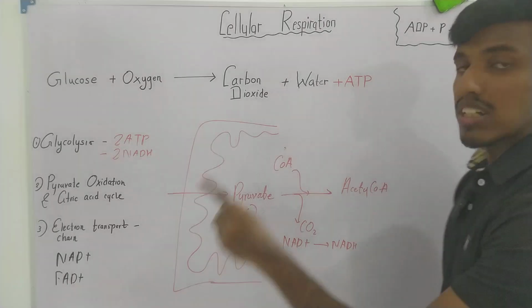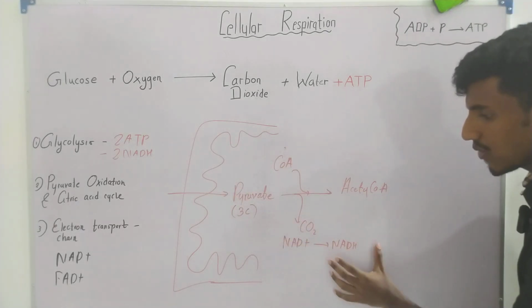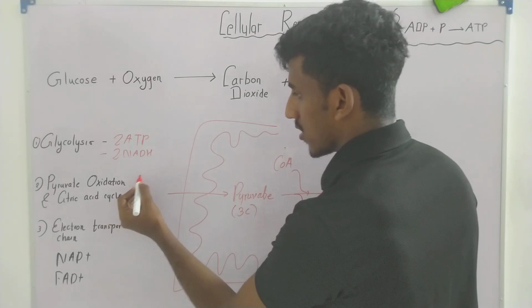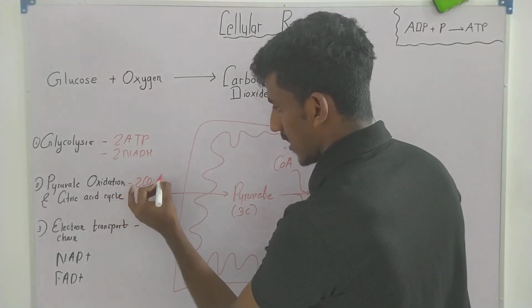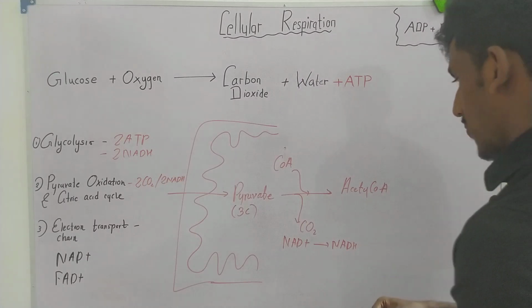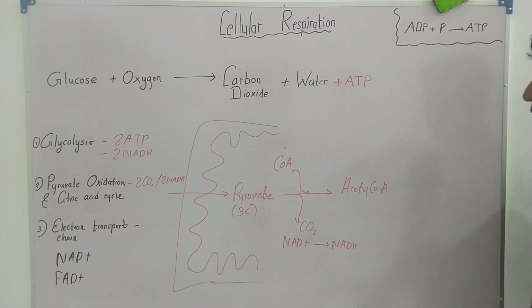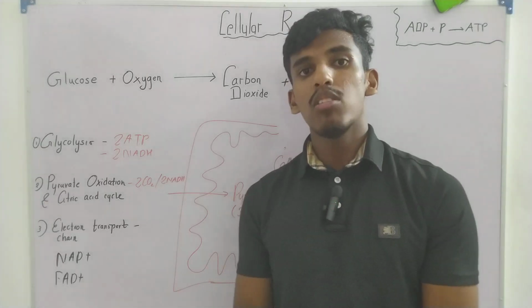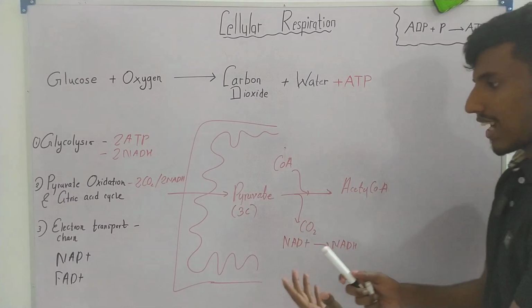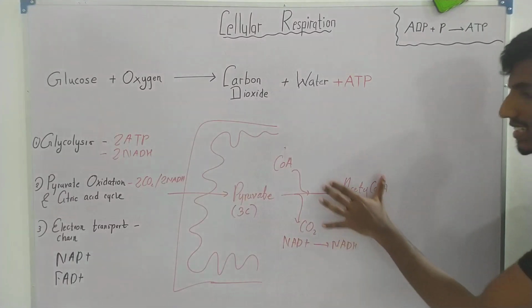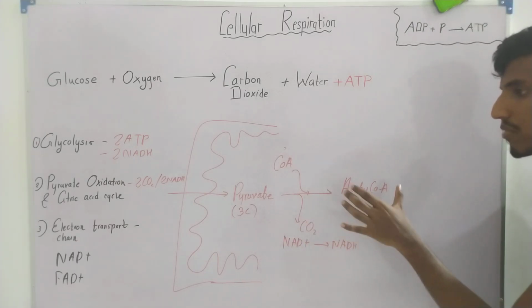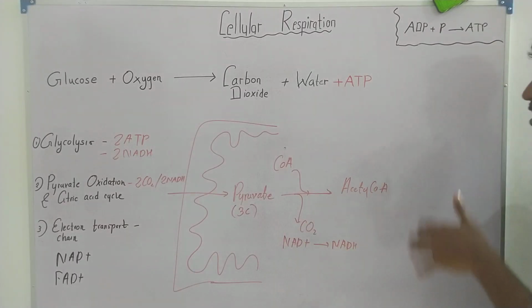So you can see, for a single pyruvate molecule we have produced 1 carbon dioxide and 1 NADH, but for 2 pyruvate molecules we will produce 2 carbon dioxide and 2 NADH. Right? Now this acetyl-CoA will enter the citric acid cycle. Now the citric acid cycle contains a lot of enzymes and it is a series of reactions. In the citric acid cycle, this acetyl-CoA will undergo further oxidation and it will remove all the remaining energy that is present inside the acetyl-CoA.